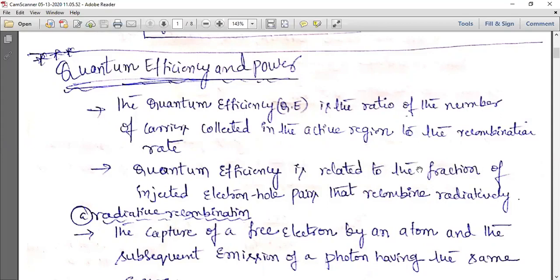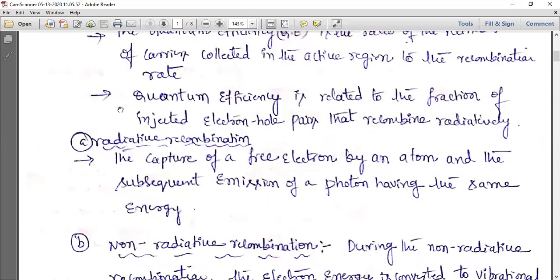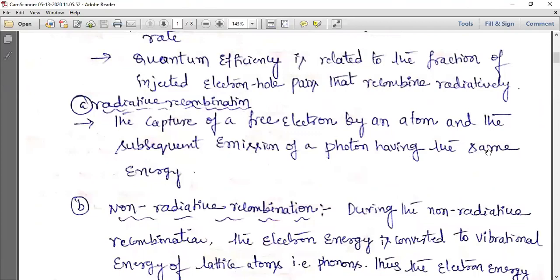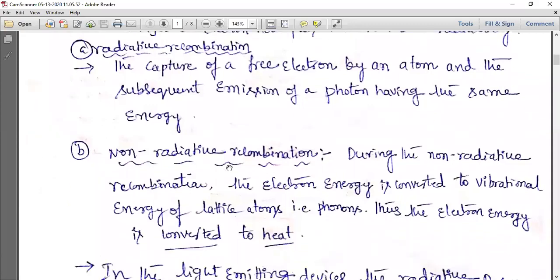So we'll see what radiative recombination is. Radiative recombination means the capture of a free electron by an atom and the subsequent emission of a photon having the same energy. So after recombination, if the light or the photon is emitted, then that recombination is called radiative recombination. The photon has to be generated from that recombination.